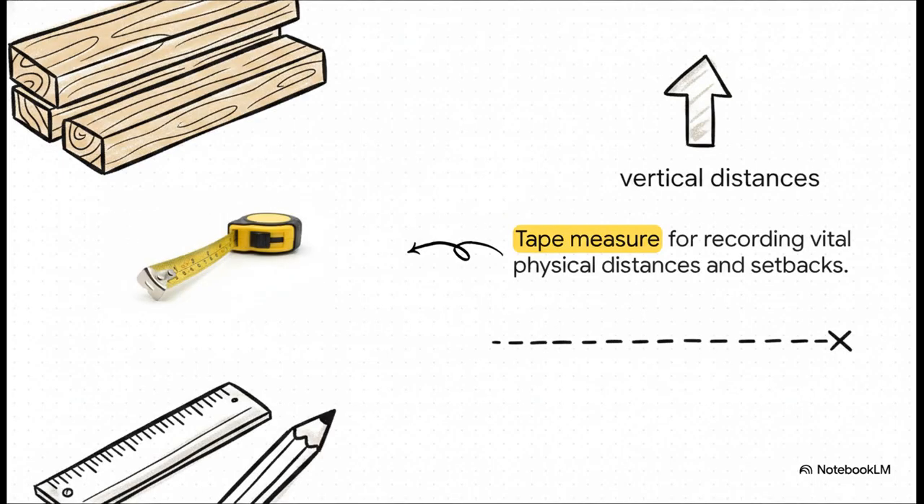And of course, the absolute staple of any carpenter's belt, the tape measure. This is exactly what you'll use for all those physical distance calculations. You're going to use it to record vertical distances and to measure precise setbacks from that datum point you just established with your laser level.